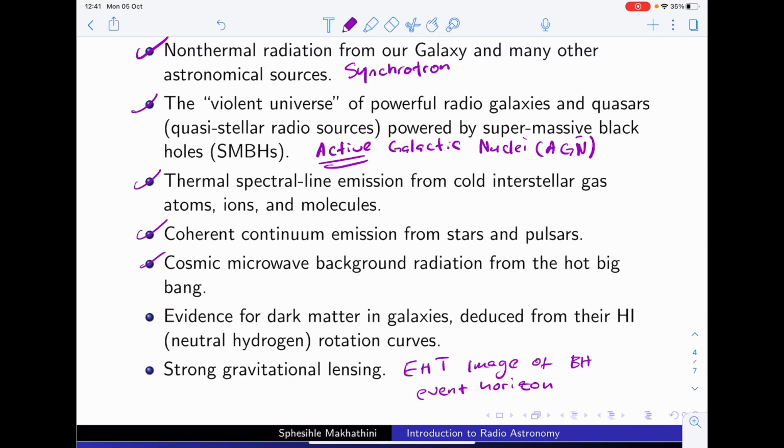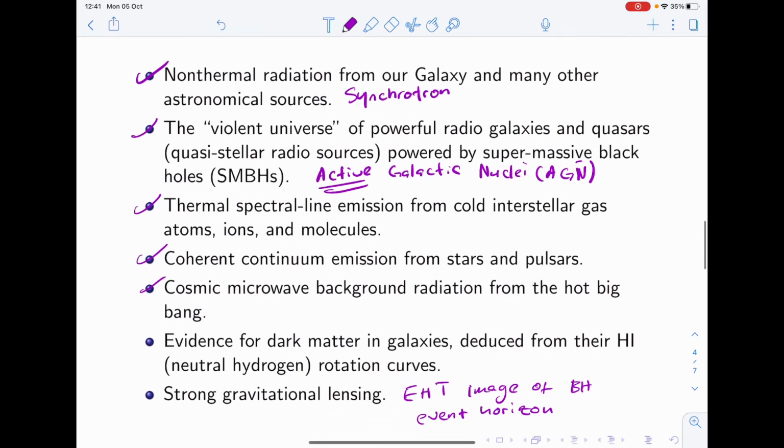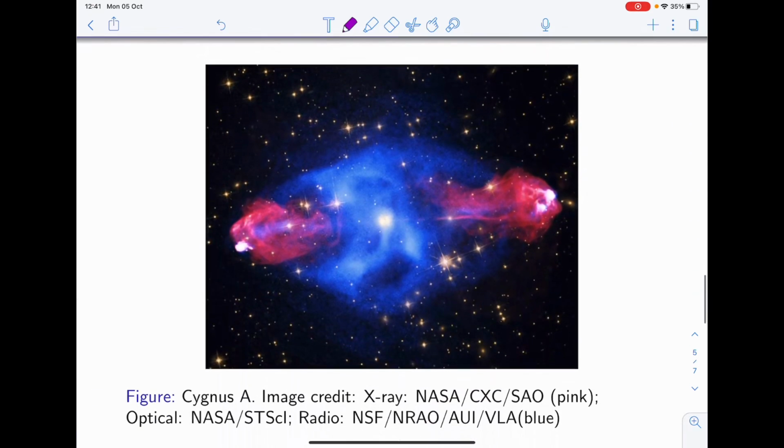That's one example of strong lensing, maybe an extreme case, but a case nonetheless. Okay, so these are some of the major ones, and of course there's way more than this, but you only have a finite amount of time to go over all these things. And then finally, let me just end with this nice image of Cygnus A.